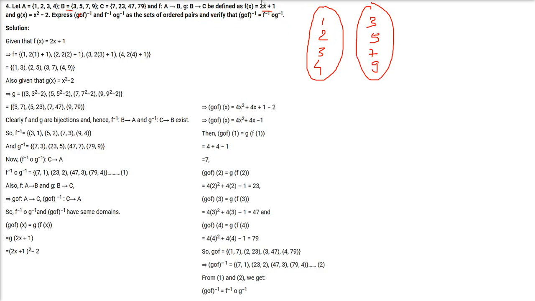Now the mapping from A to B should be on the basis of the function 2x plus 1. Just put 1, 2, 3, 4 in the place of x and try to find the value of f(x), which is the y, what is coming in the codomain and what will be the range. So 2 into 1 plus 1 is 3, 2 into 2 is 4 plus 1 is 5, 2 into 3 is 6 plus 1 is 7, 2 into 4 is 8 plus 1 is 9.